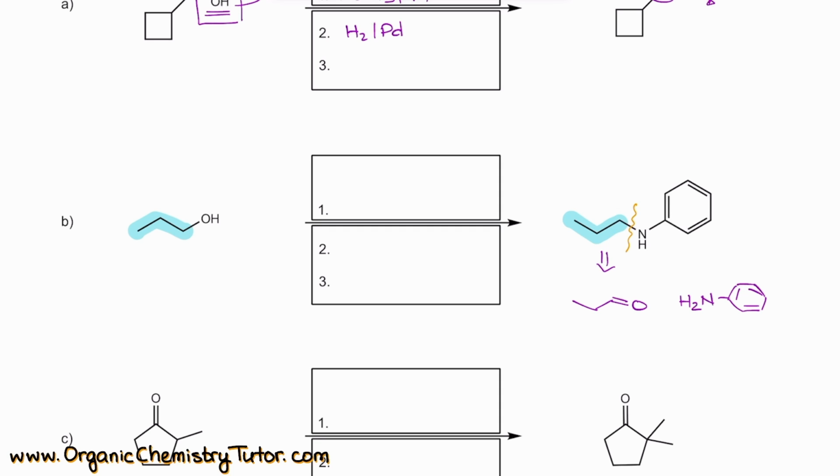So the only question that we have left is how we are going to make this aldehyde. Well, we have starting material, which is an alcohol, which means that the first step here is going to be a simple oxidation.